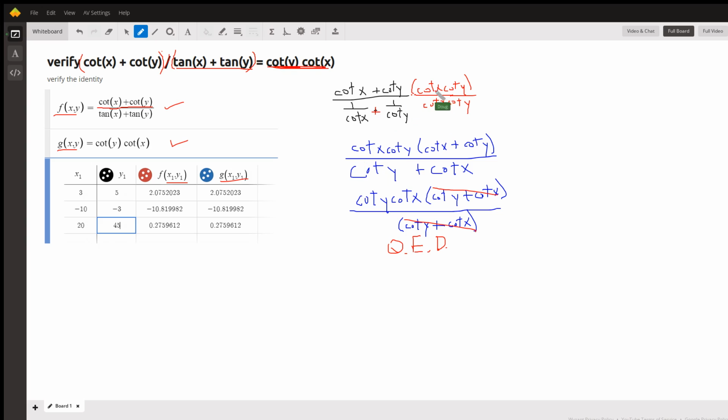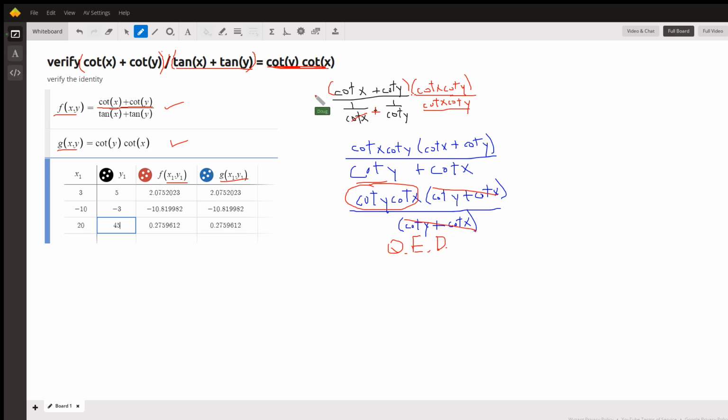So cotangent x, cotangent y times this numerator gives me this. And when I take this LCD times the first fraction, cotangent x's cancel out. I'm left with cotangent y. Take it times the second fraction. The y's cancel. I'm left with cotangent x. And then just a little commutative property for multiplication and addition to get them in the form where it's obvious that these cancel out. And there you go.